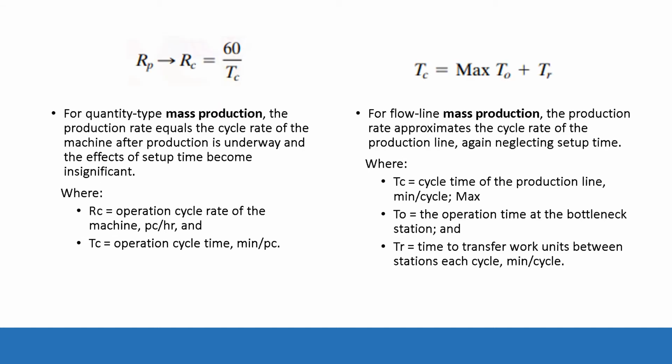For quantity mass production, the production rate equals the cycle rate of the machine after production is underway and the effects of setup time become insignificant. For flow line mass production, the production rate approximates the cycle rate of the production line, again neglecting setup time.